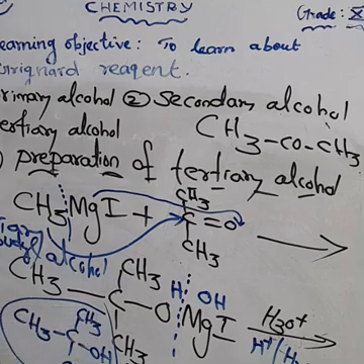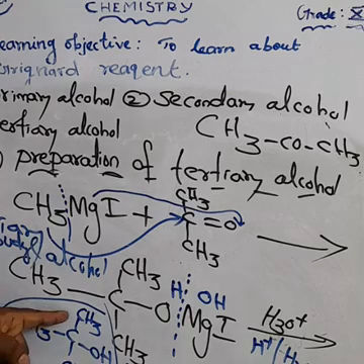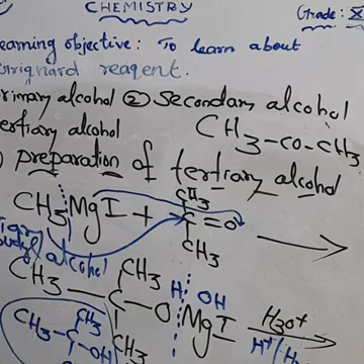So three means tertiary, one means primary, two means secondary, three means tertiary. Number of carbons, how many? 1, 2, 3, 4. So we are saying butyl: tertiary butyl alcohol. Okay, so don't forget that.